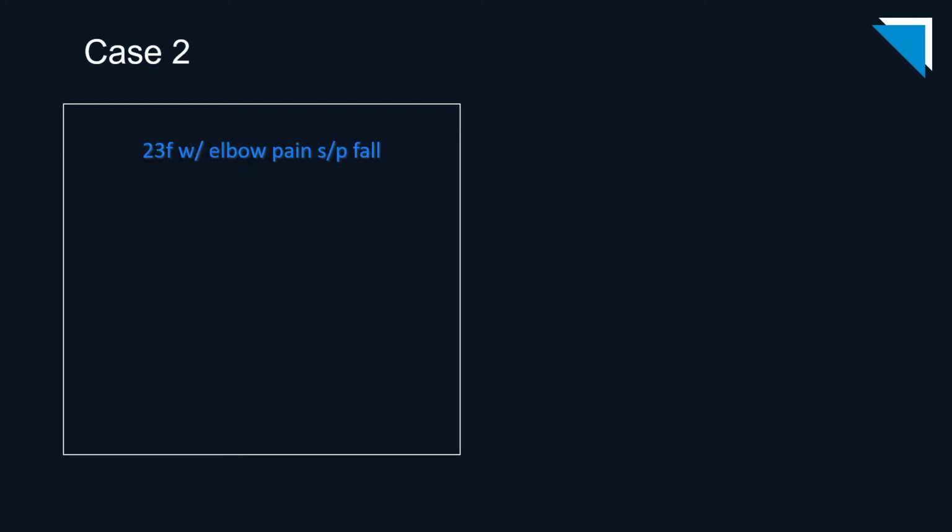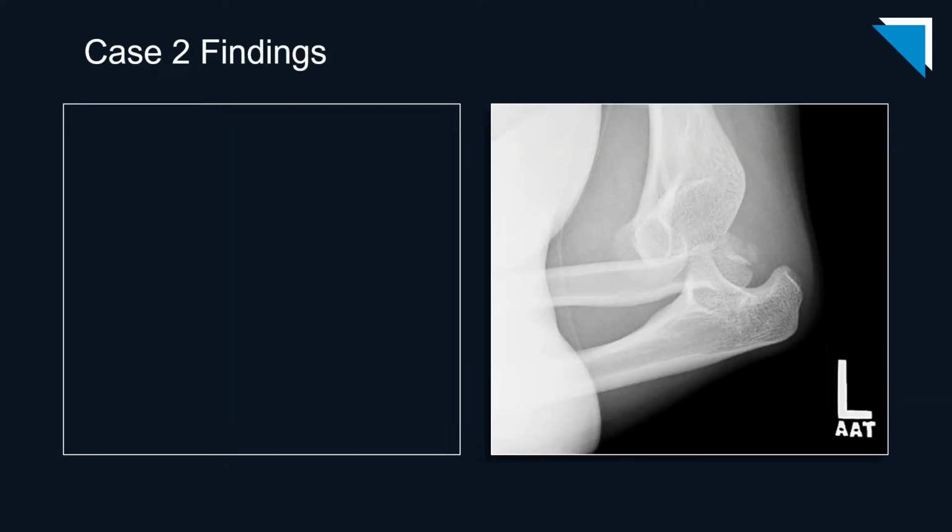Our next patient is a 23-year-old woman with elbow pain after a fall. This lateral radiograph demonstrates the pathology rather nicely. There is a comminuted fracture of the radial head, and a posterior elbow joint dislocation.